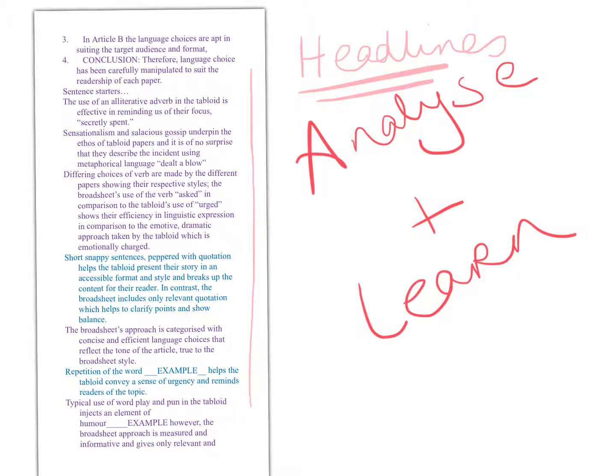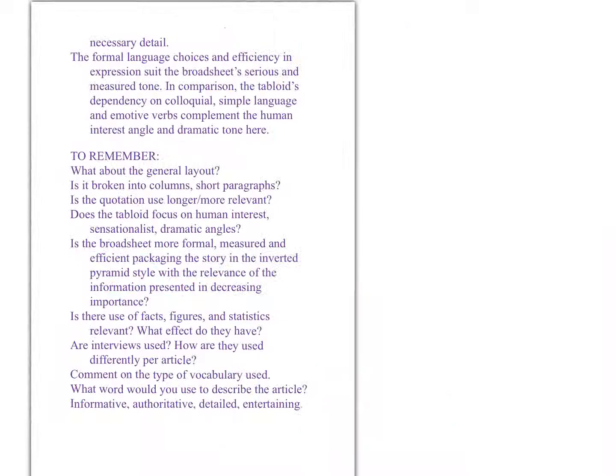If you are referring to language choices, make sure you are using your PEE chain, that you are making your point, backing it up with an example or quotation from the text, and then explaining your effect. And that's done in the sentence starters on the page opposite. And there are some general things then that you can take into consideration about focus and about general features of each article or of each format. Okay.